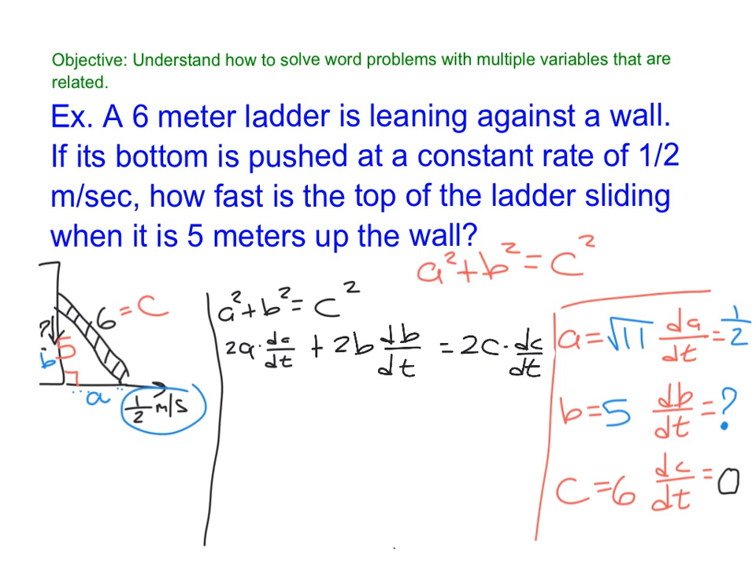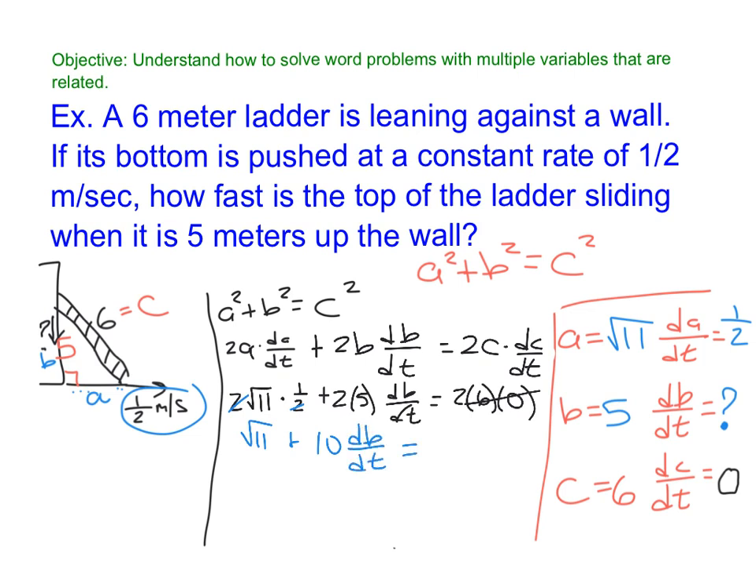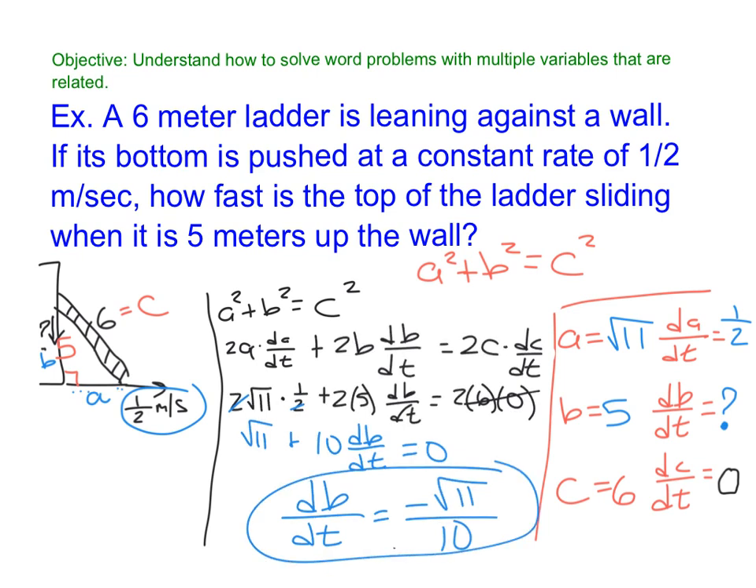Now I'm going to substitute in. So I've got 2 times A, which is root 11, times dA dt, which is 1/2, plus 2 times B, which is 5, times dB dt, which I'm solving for, equals 2 times 6 times 0. So that's 0. Over here, the 2 and the 1/2 cancel. So I have root 11 plus 10 dB dt equals 0. So dB dt equals negative root 11 over 10. And that's my answer. I don't want decimals.